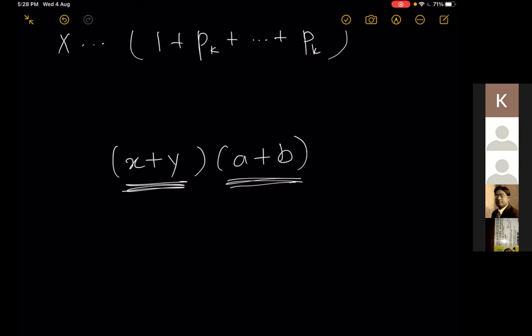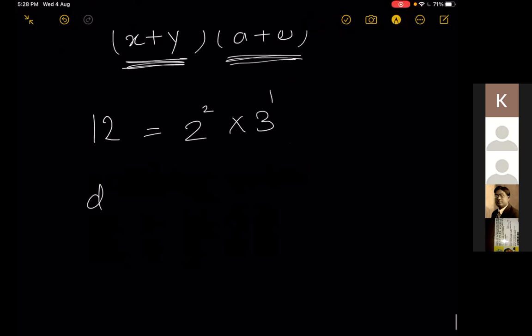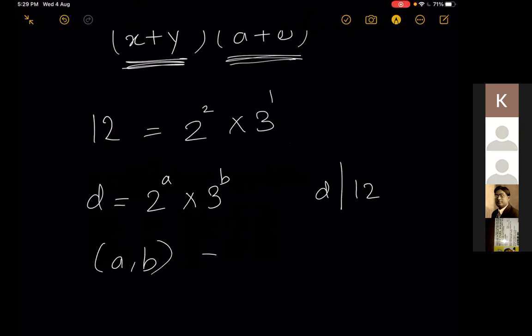I couldn't understand. Like, wait. For 12, what are the divisors? Tell me. 12 is 2 square into 3 to the power 1. So if D is 2 to the power A into 3 to the power B and D divides 12, then list the values of A and B.